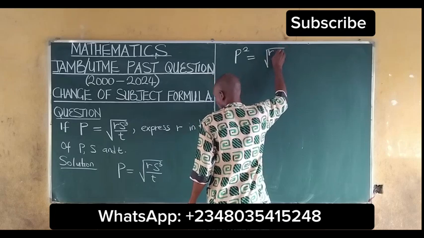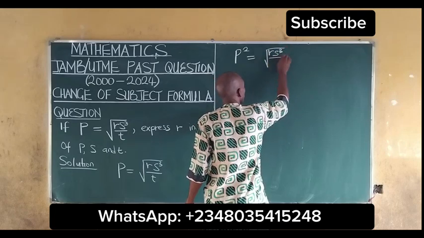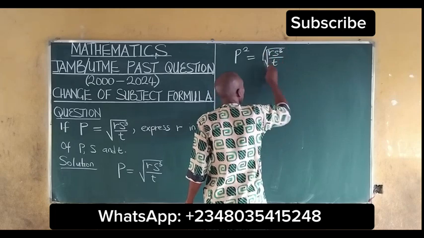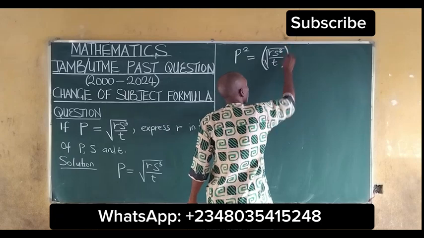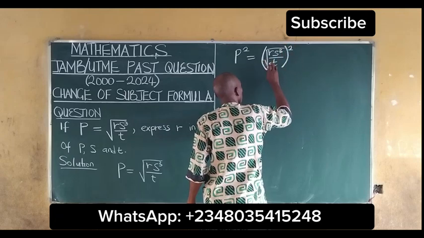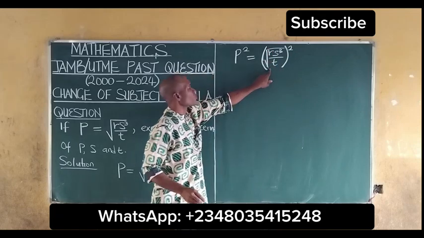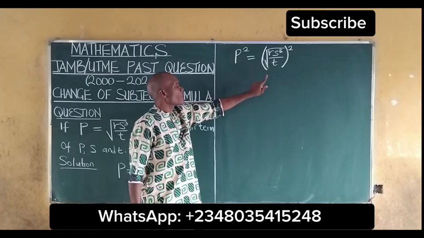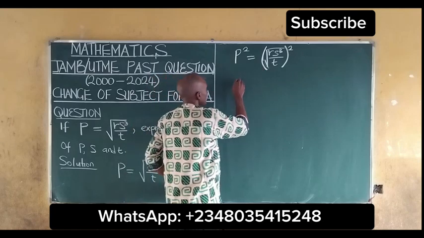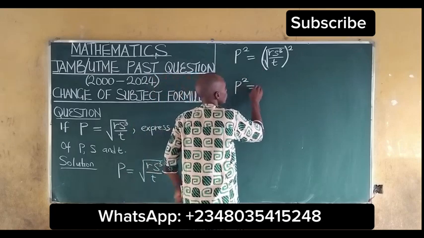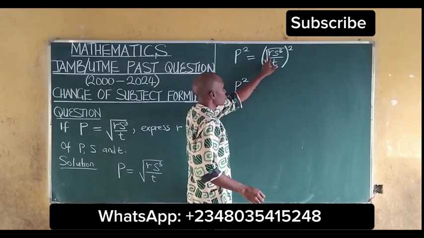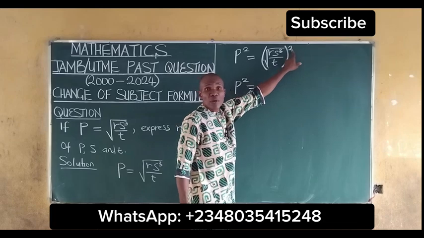square root of R S cubed over T, all squared. So this is what we get. The next thing to do is to open this bracket. For us to open this bracket, we say P squared will be equal to, of course, this square root sign will go with this square.